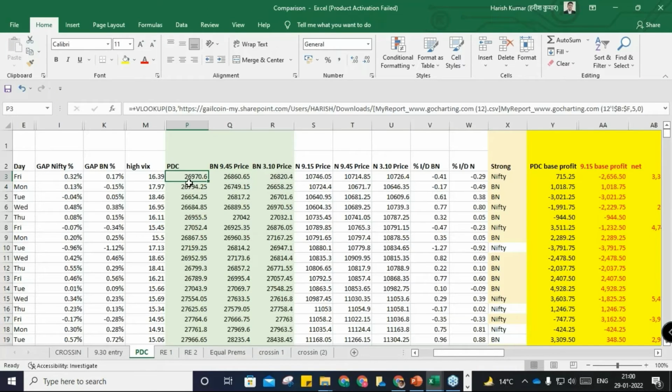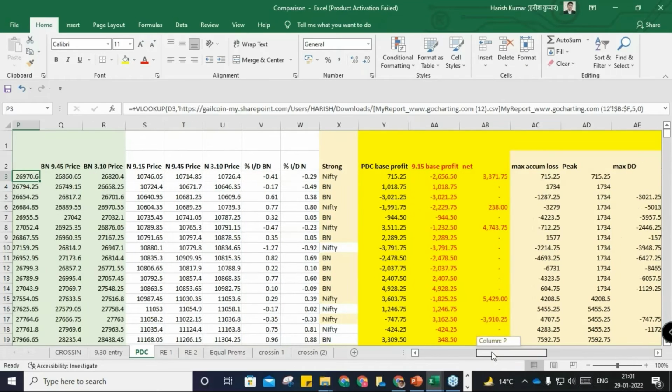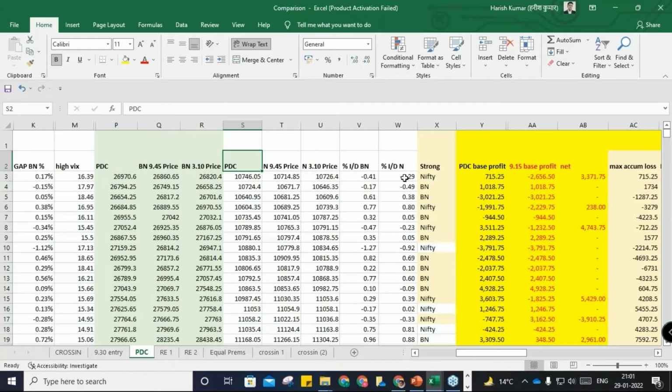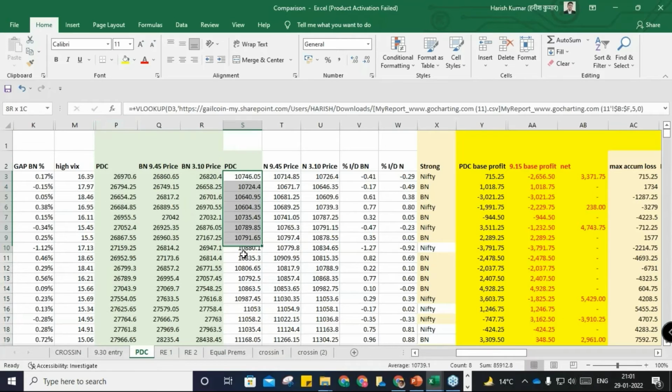What if I take the previous day close as base? So this is my previous day close. I am calculating the strength of Nifty and Bank Nifty on the basis of previous day close. Just wait, here I have to write this. This is the previous day close for Nifty also. So these are the previous day close for Nifty and Bank Nifty both. On the basis of these numbers, I have calculated the strength of both indices, Nifty and Bank Nifty.